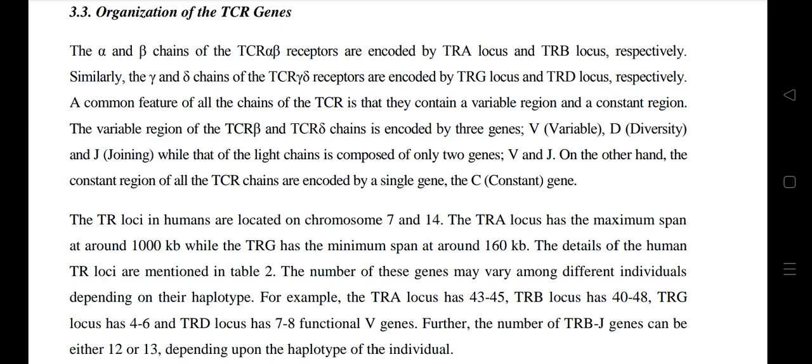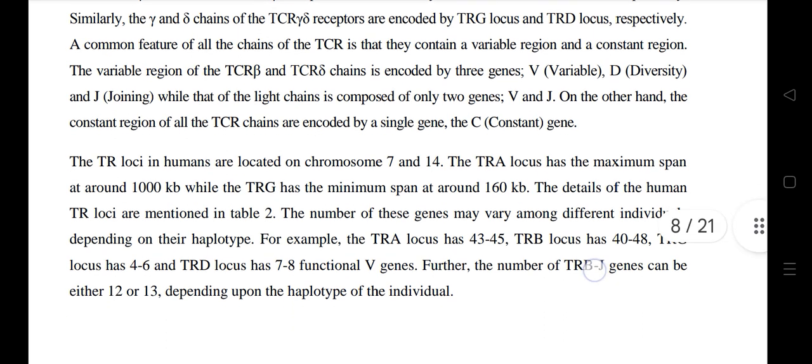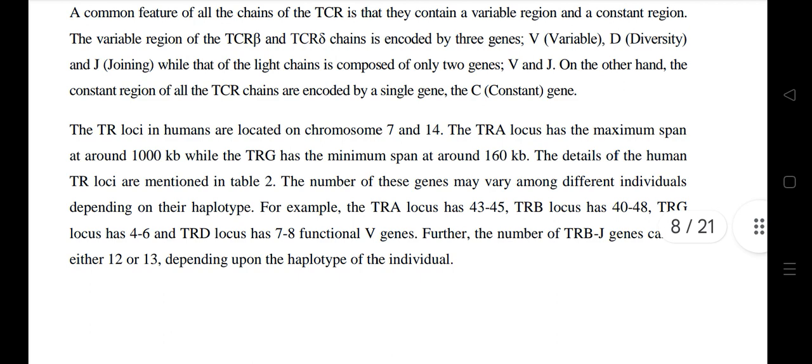A common feature of all the chains of the TCR is that they contain a variable region and a constant region. The variable regions of the TCR beta and TCR delta chains are encoded by 3 genes: V variable, D diversity, and J joining, while that of the light chains is composed of only 2 genes, V and J. On the other hand, the constant region of all the TCR chains is encoded by a single gene, the C constant gene. The TR loci in humans are located on chromosomes 7 and 14.